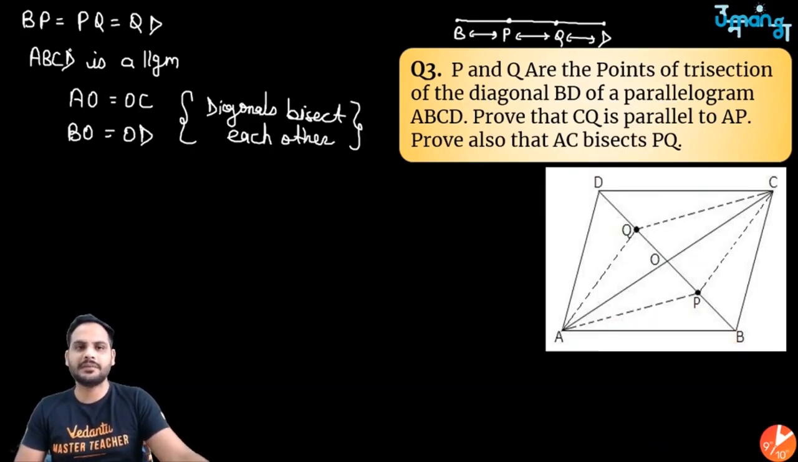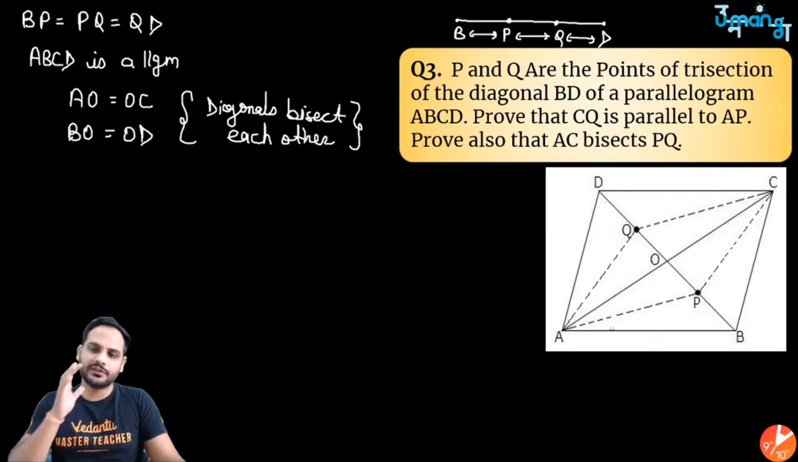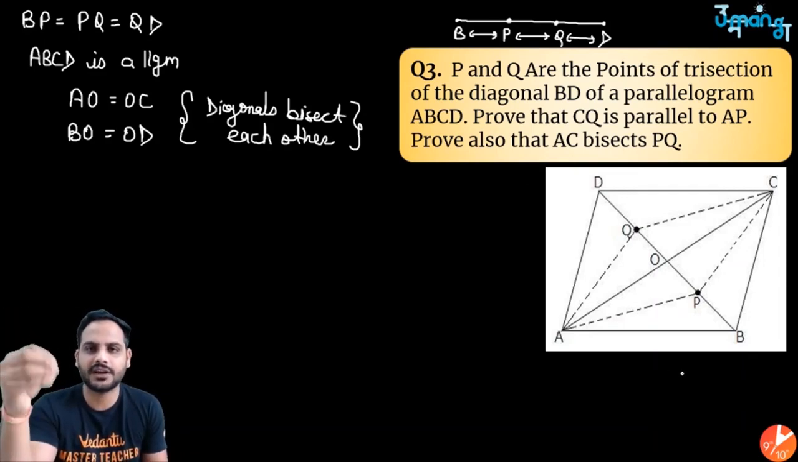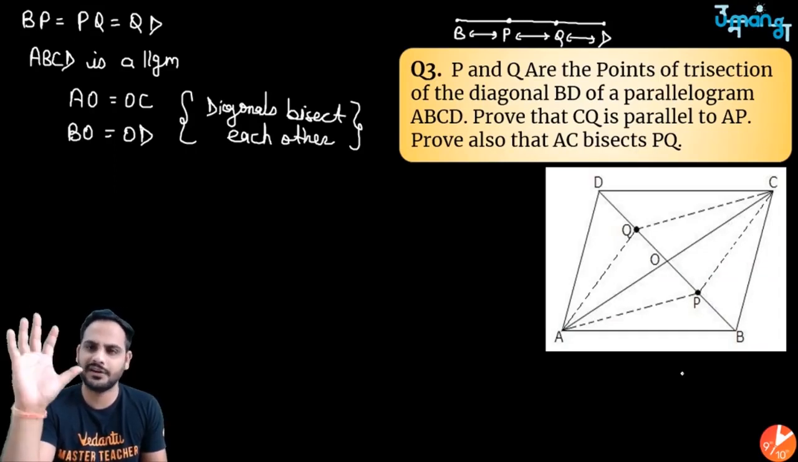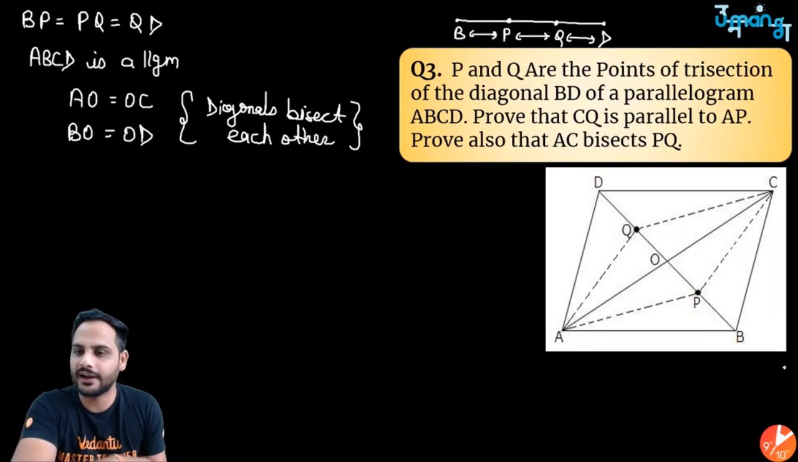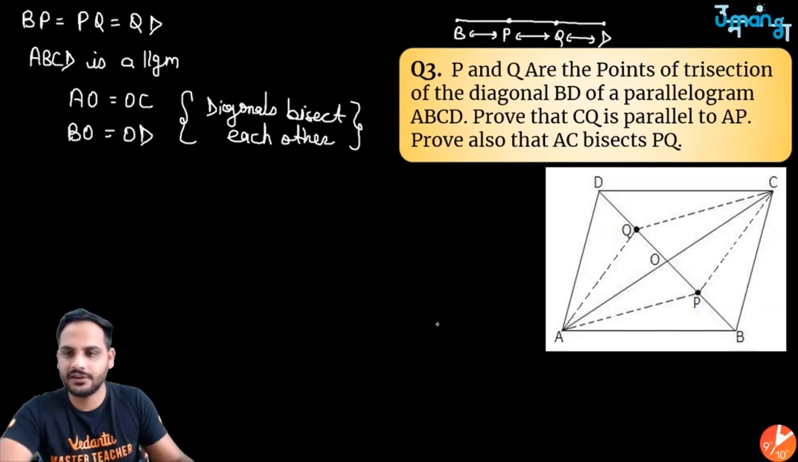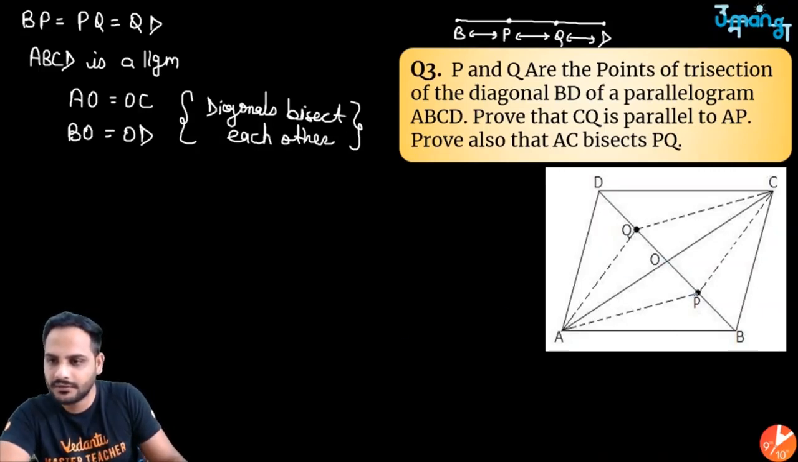Sir, BP is equal to PQ is equal to QD is given. I have to prove that CQ is parallel to AP. To prove lines parallel, most of the times we use the converse theorems of interior alternate, corresponding or exterior alternate angles. So I see two triangles. One is triangle PAO, and the other triangle is QOC. So these two triangles I will try to prove congruent.